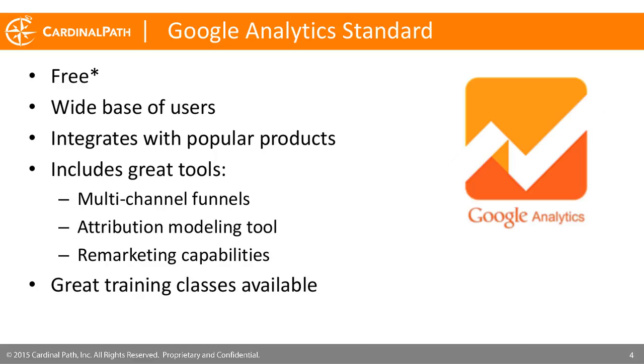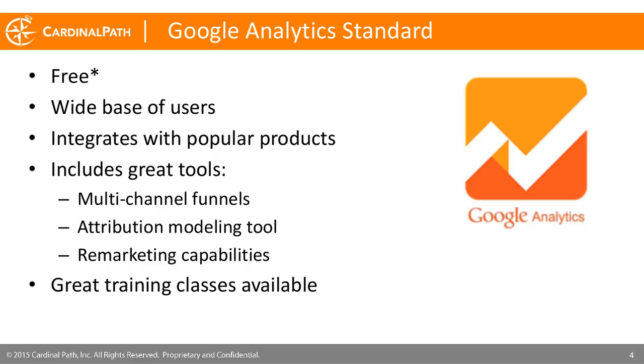And though GA can be accessible to the new user, it also has many advanced features, such as multi-channel funnels that allow you to gain an understanding of the various touch points that users take on their path to conversion or their path to purchase, or the attribution modeling tool, which allows you to create weighted attribution models to help gain a deeper understanding of how each of your marketing channels actually works to drive users to conversion.